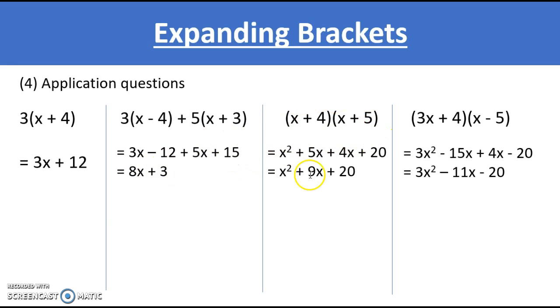For these double bracket expansions, same idea. x times x, x squared, x times 5, 5x, 4 times x, 4x, and 4 times 5, 20. So you combine it all together, you have this answer. Same thing for here. 3x times x, 3x squared, 3x times minus 5 becomes minus 15x, 4x from here, and 4 times minus 5 becomes minus 20. So all together, you have that.